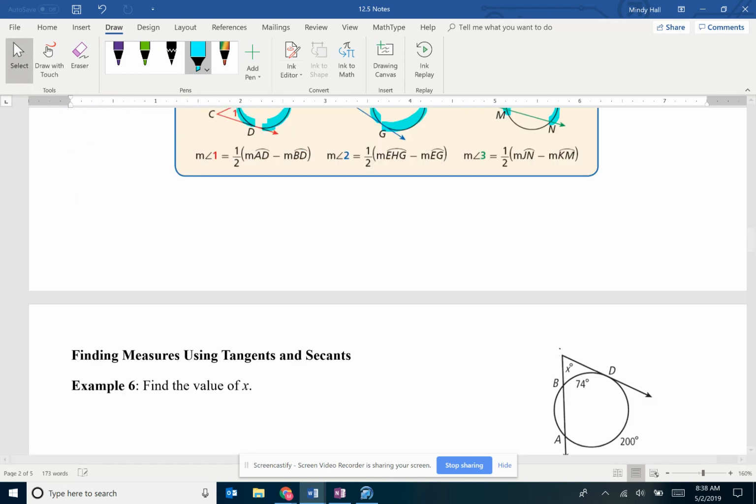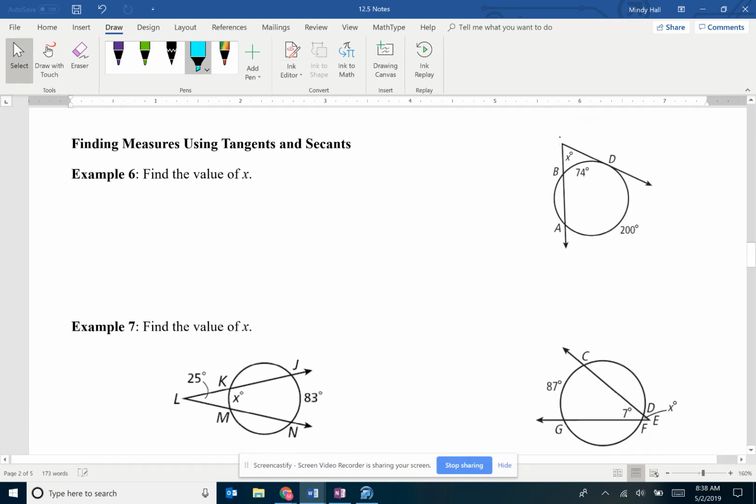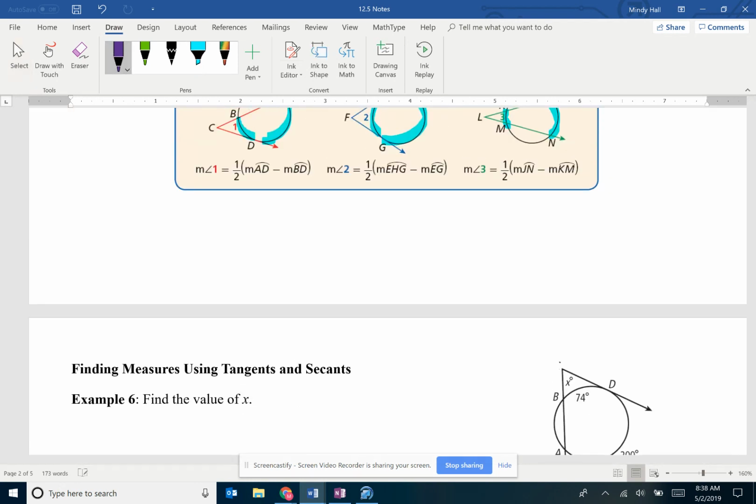So actually, what might help you too is if you just write yourself a little note. Outside angle, outside circle, subtract.